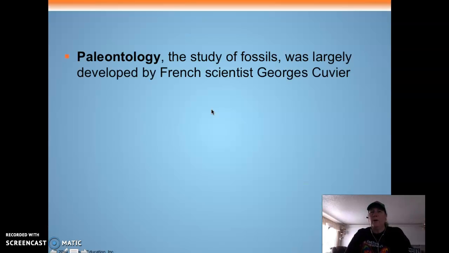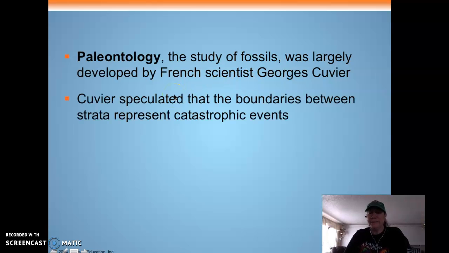Okay, so the study of fossils is called paleontology. If you become a paleontologist, you're a geologist. And George Cuvier is kind of the father of it, if you want to call it that. He speculated the boundaries.